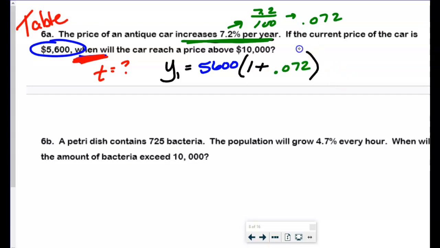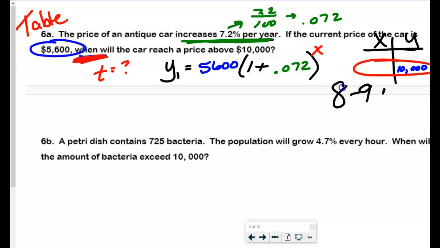And then they don't tell me time. So I'm going to call that X on my calculator. And then we're going to go to our table, your XY table, and you're going to scroll down until you see it hit, what do they want, above 10,000? An answer where it's like between so and so many years is fine. So like on this one, I think we're getting 8 to 9 years, between 8 and 9 years.